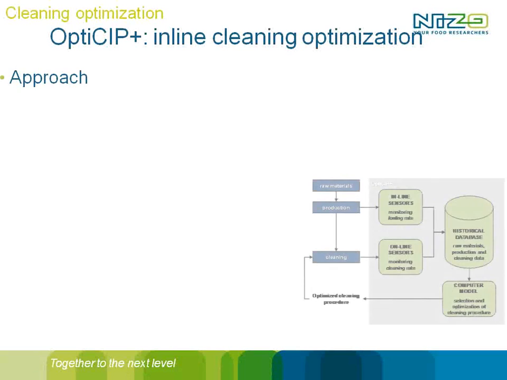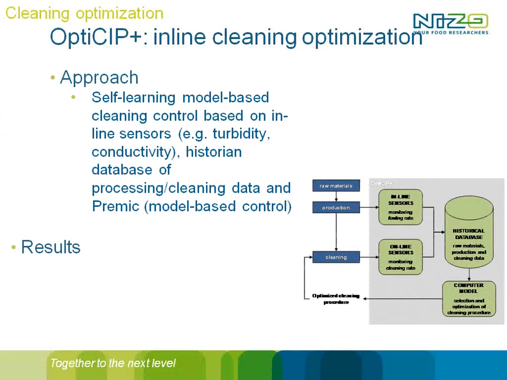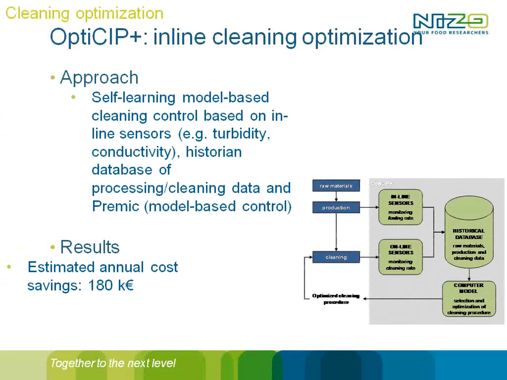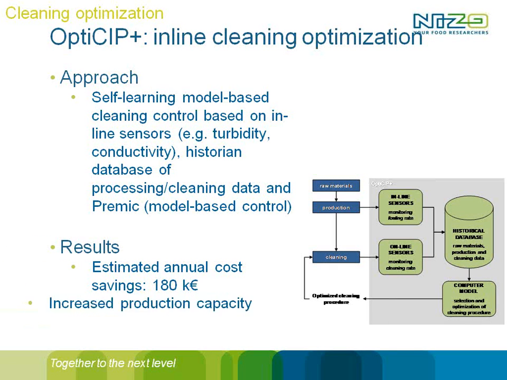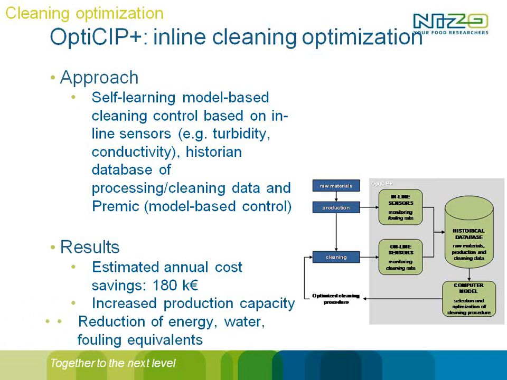You can do it also in an automatic way, and the idea is that you measure inline your turbidity and conductivity, and preferably also calcium content, but that one is a little bit more difficult to do. And you have a self-learning model-based cleaning control system. So this control system uses some predictive models for how much fouling we get based on specific process settings.